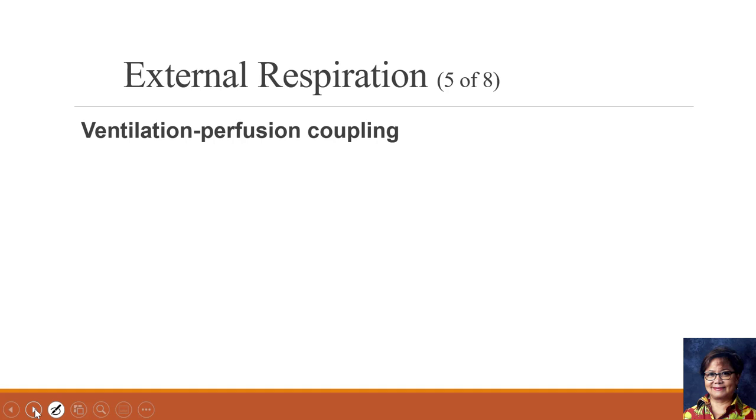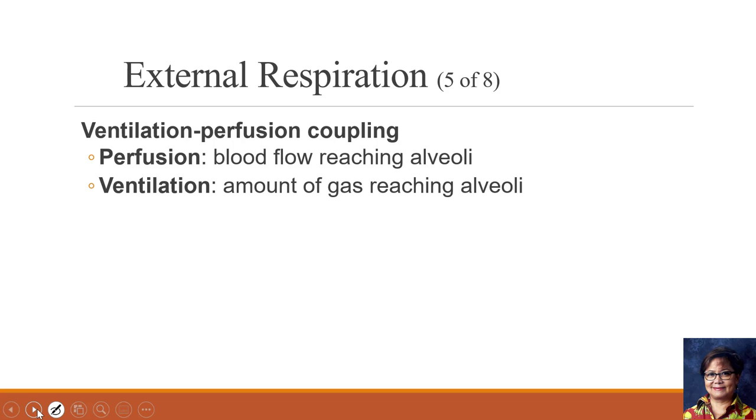Now, here is something that we really need to know, because this is going to be in the exam, which is ventilation-perfusion coupling. Perfusion is blood flow reaching the alveoli, which means how much blood would actually reach the alveoli and help in the transfer of oxygen and carbon dioxide, in the exchange of gas. So the blood flow reaching the alveoli is perfusion. Ventilation is the amount of gas reaching the alveoli.